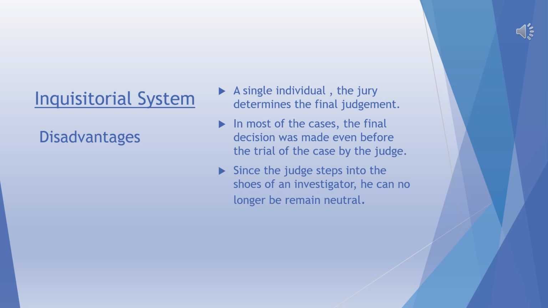So, what are the disadvantages? Yes, it's crystal clear that a single individual, the judge, is the one who determines the final judgment. And what happens in most cases is that the final decision has already been made by the judge even before the trial starts, because he is the person who is collecting the evidence and doing the investigation. Moreover, since the judge steps into the shoes of an investigator, as we discussed, he can no longer remain neutral, since he plays the role of an investigator.